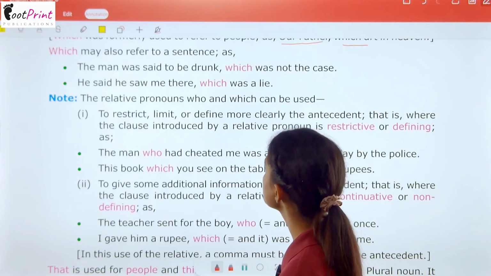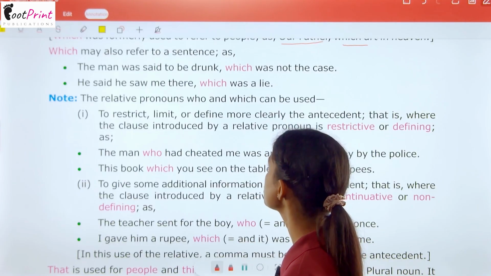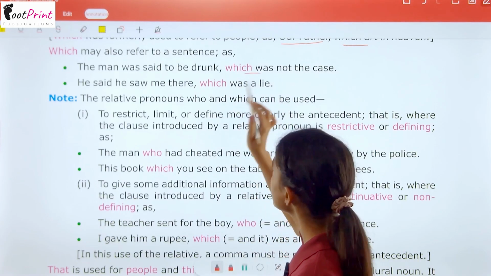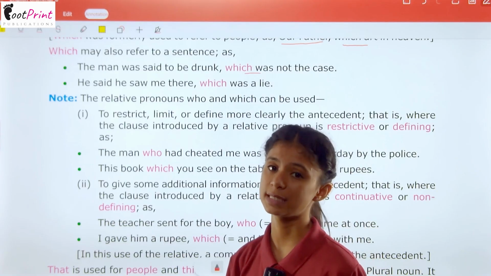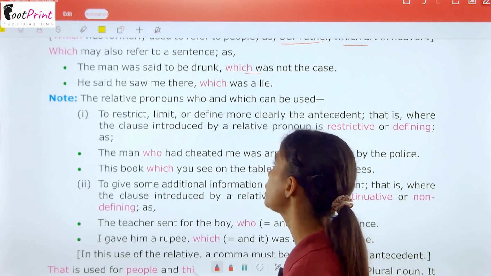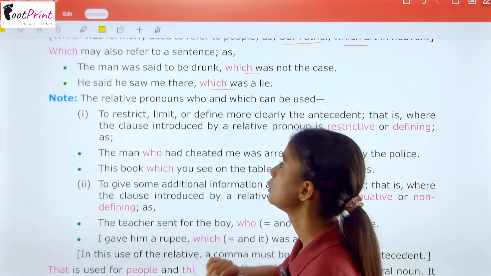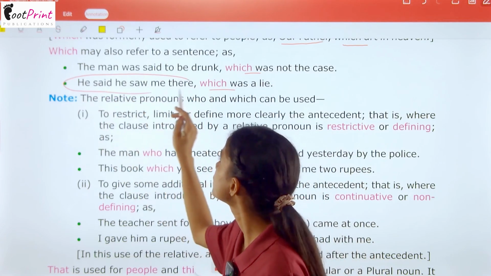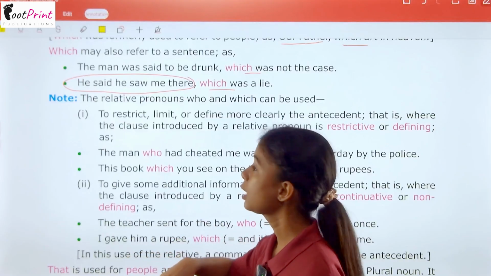Which may also refer to a sentence, as: the man was said to be drunk, which was not the case. So we are referring to the sentence, okay? The entire sentence. He said he saw me there, which was a lie. So this entire sentence the person is talking about was a lie.